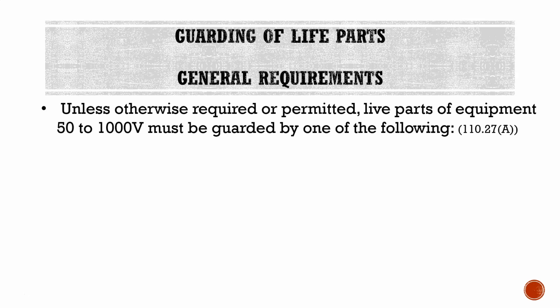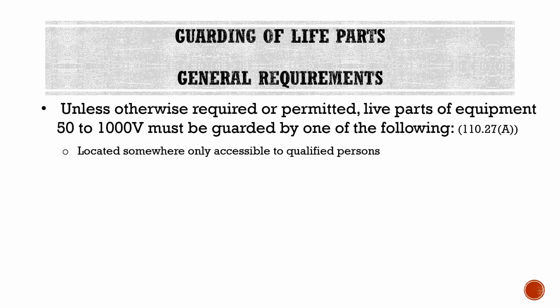So in talking about working space law, we obviously, with our conditions 1 through 3 for our depth of working space, talked a lot about live parts of equipment. We're going to be taking a look at some of Article 110's requirements for how we have to guard live parts of equipment now. So unless otherwise required or permitted, live parts of equipment 50 volts to 1,000 volts must be guarded by one of the following.